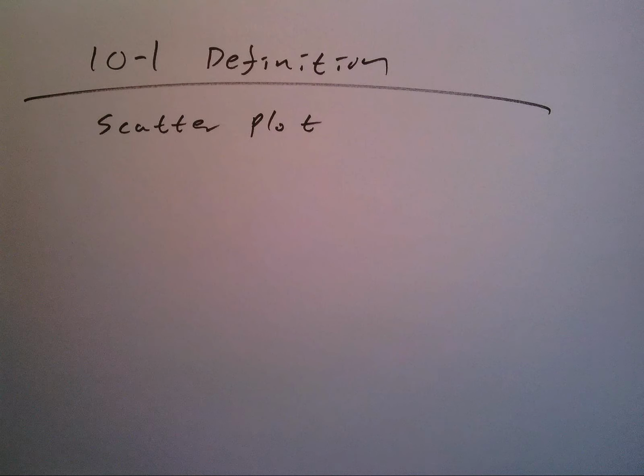Alright, 10.1 definition, scatter plot. Now, up to this point, all of our data has been either raw from one source, or we've had a class list with frequencies. Now we're going to look at something a little bit different. It's when you're trying to relate two different random variables to each other.